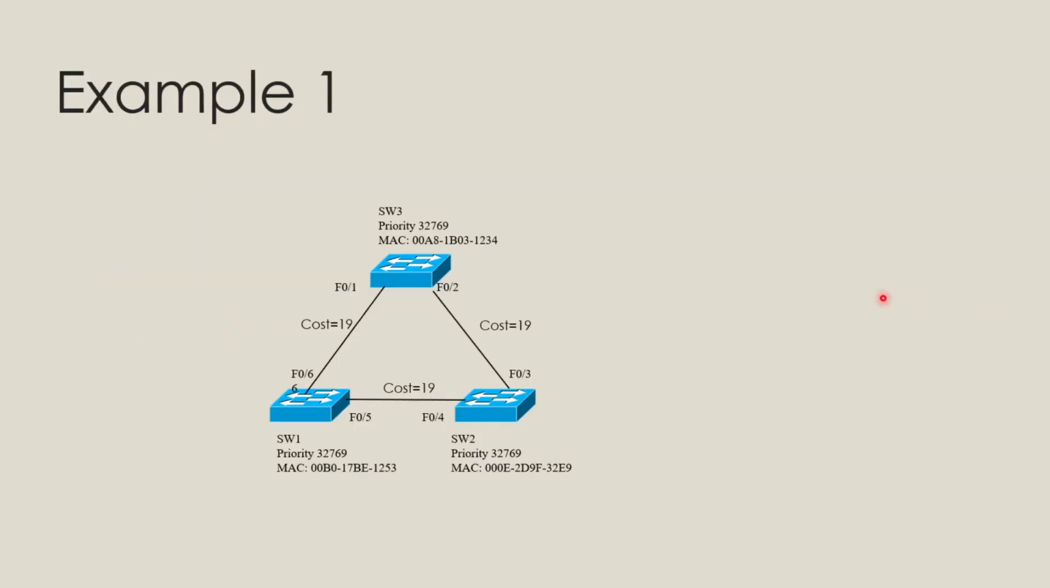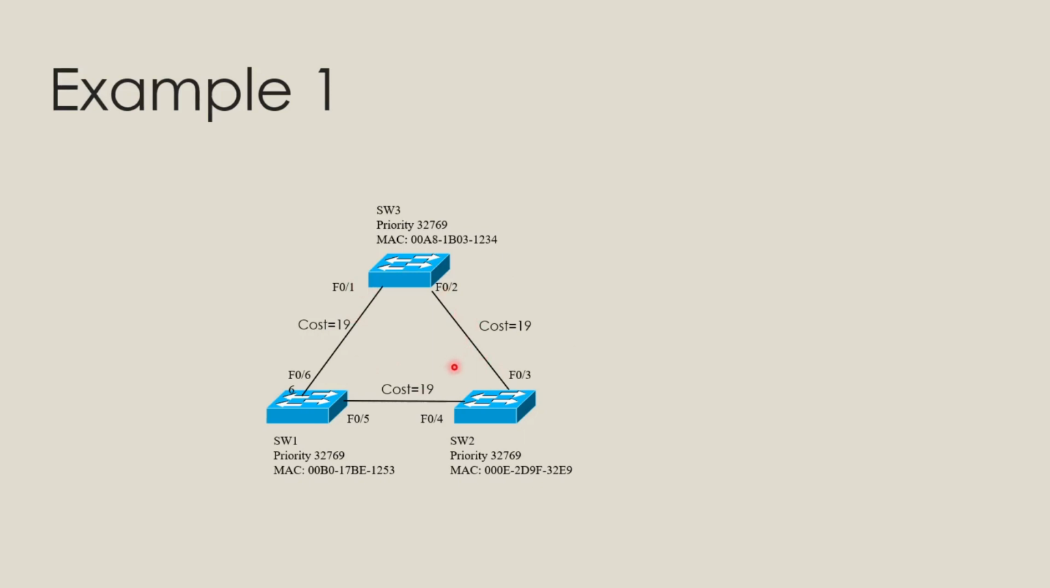Here we'll use a 3-switch topology as an example, and we can see the priority is given along with the MAC address. Combining bridge priority and the MAC address gives the bridge ID. After exchanging the BPDUs, every switch receives the bridge ID from the other switches, so the switch will be able to compare which switch has the lowest bridge ID.